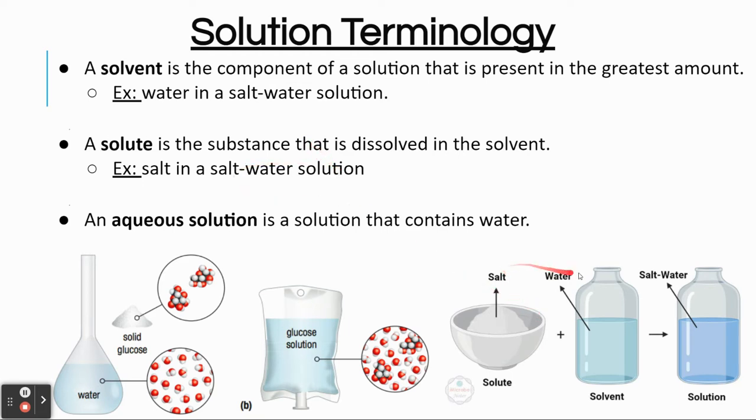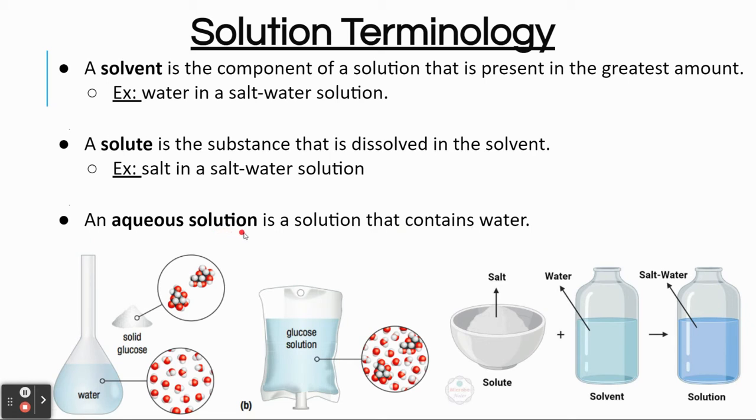So for example, in our case of salt water, the salt would be the solute. And then once we stir them and everything is dissolved, it has now become a solution, a salt water solution. A solution where water is your solvent is called an aqueous solution.